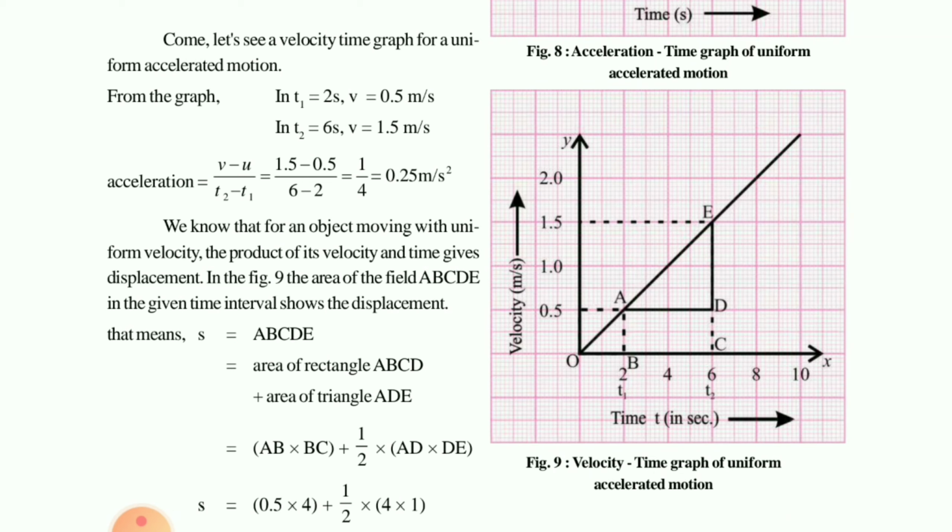Now we will calculate the acceleration. How will we calculate the acceleration? Final minus initial, that is the final velocity will be 1.5 and the initial velocity U will be 0.5. Then the time T2 minus T1, that is the final time and the initial time, we will take the difference. We will find the value 0.25 meter per second square, we got the value.